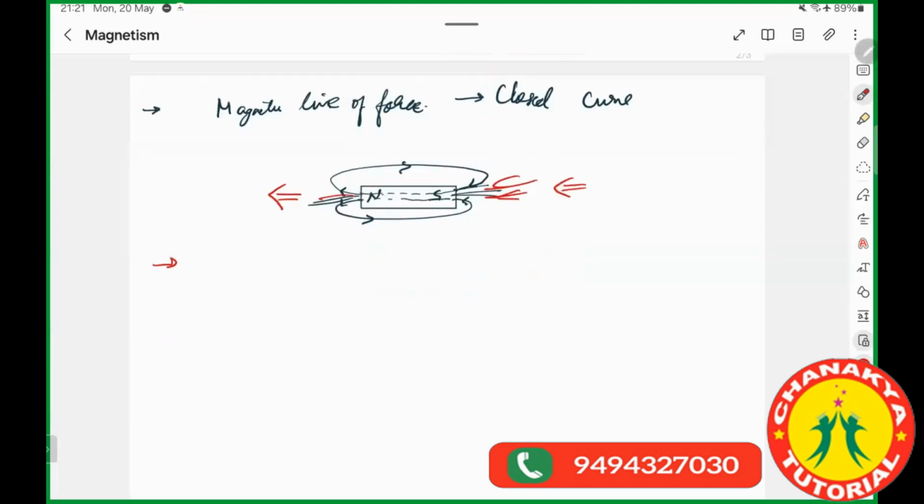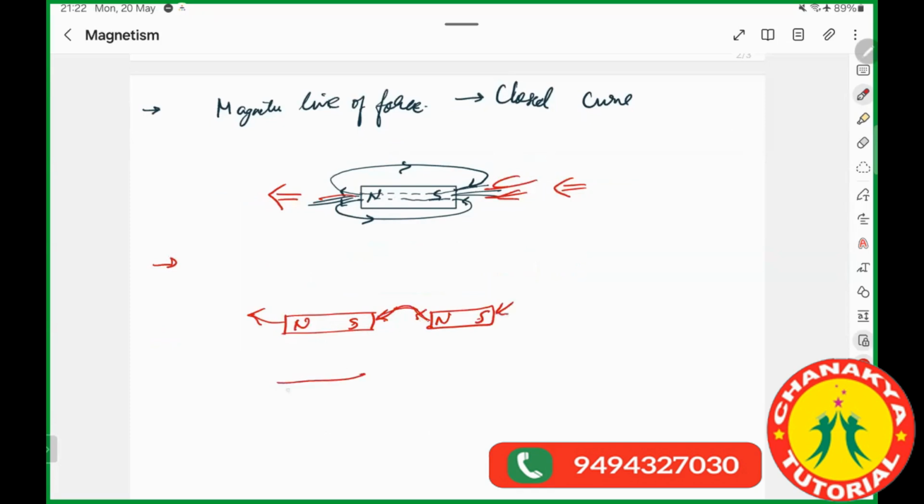So when we bring two magnets nearby like this, north and south, north goes outward, south goes inward. If I bring one more magnet, which is north and south, this goes outward. If it goes outward, then only it can get attracted, because it will go inward.